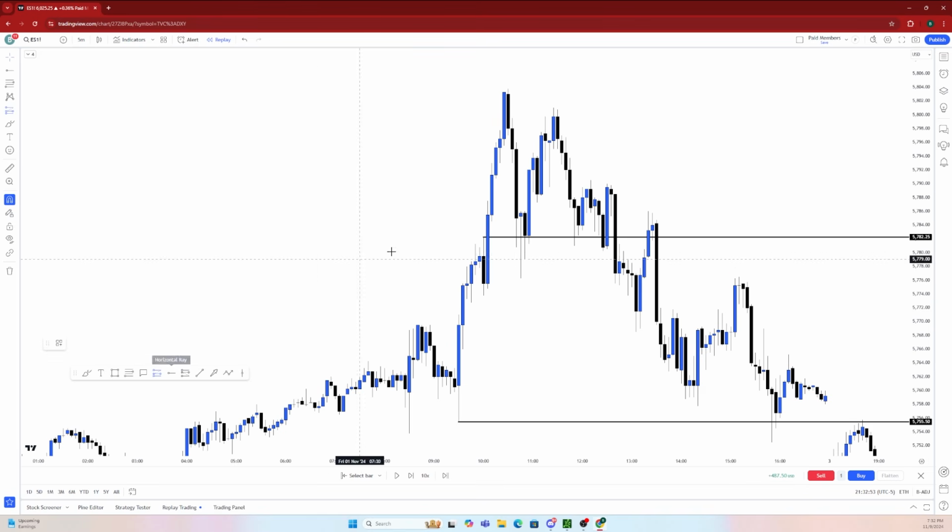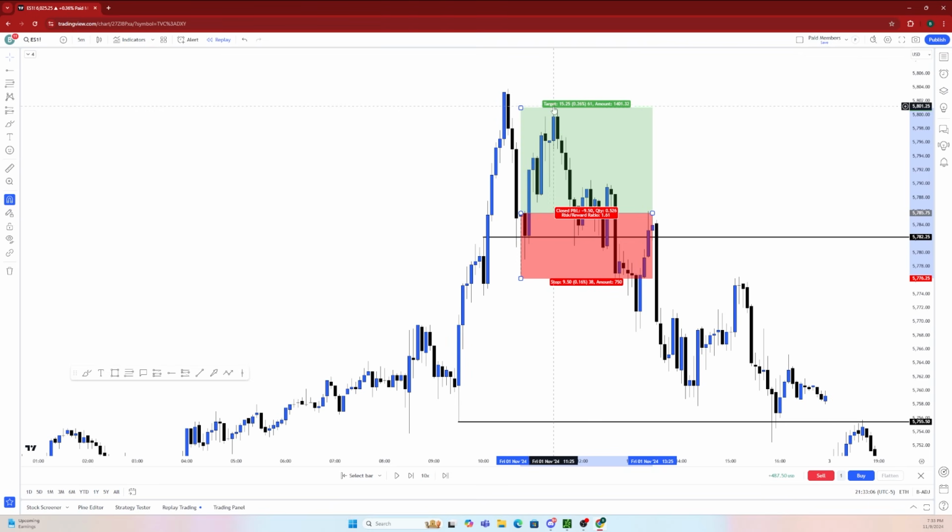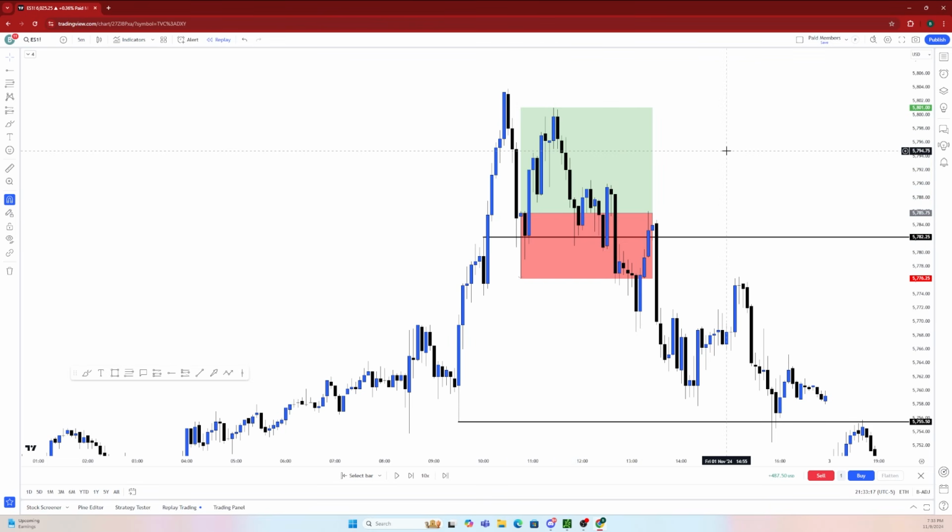Let's say you ended up getting long at the close of this very bullish 5-minute candle right here. Your stop loss would have to be below the lower wick, which is going to be about 9.5 points. But you can see that price ended up rallying for about 15 points to the upside, or about a 1.6R trade.